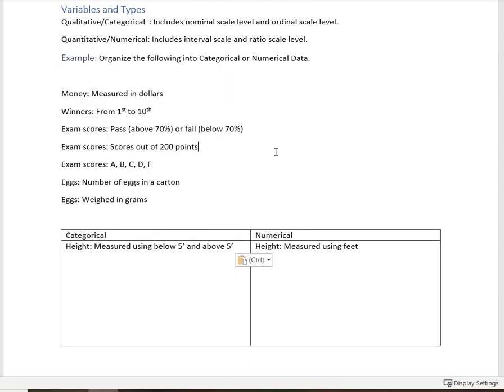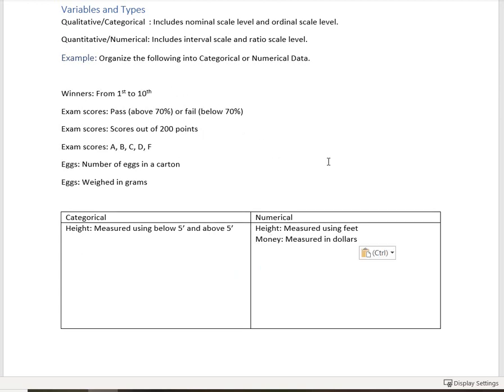Money measured in dollars. So money measured in dollars, since we can count it and it has an order, it's going to be an interval scale. Next, we have winners, and these winners are going to go from first place to 10th place. Now, this is going to be qualitative or categorical because it's using an ordinal scale. So, just as well as I could say you're first to 10th, I could also say you're good, better, best, bestest, amazing, etc. So, this would be categorical.